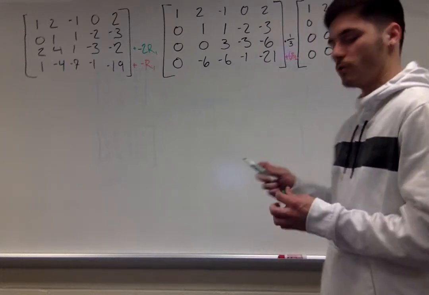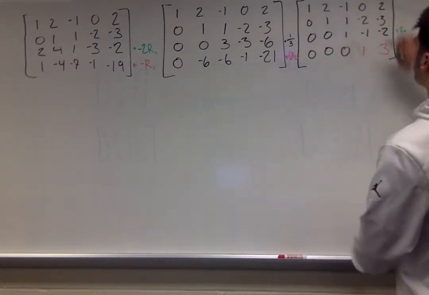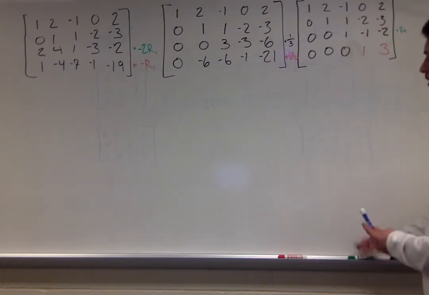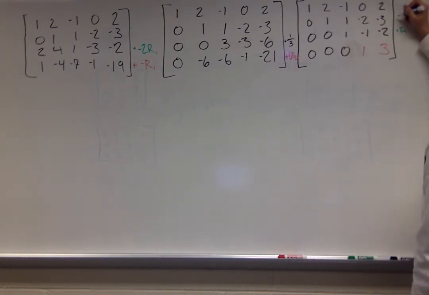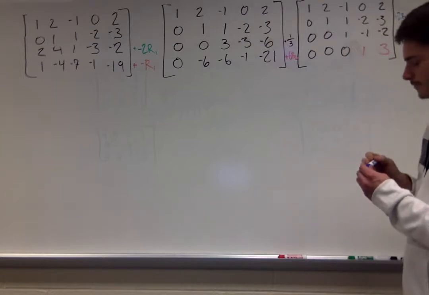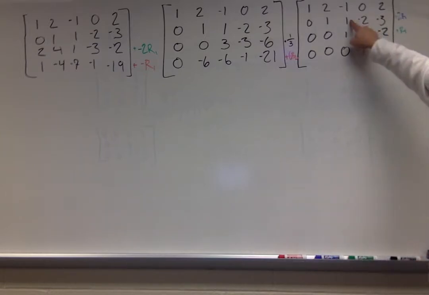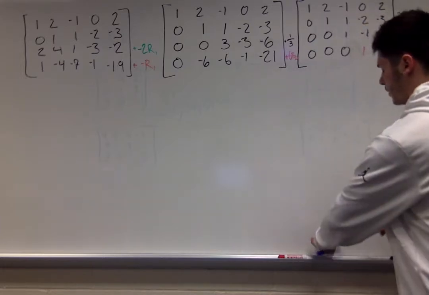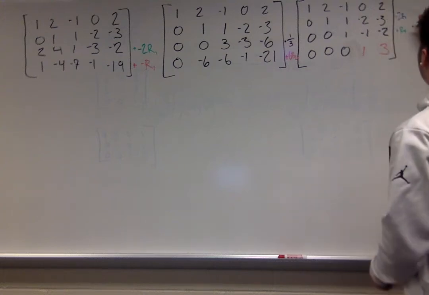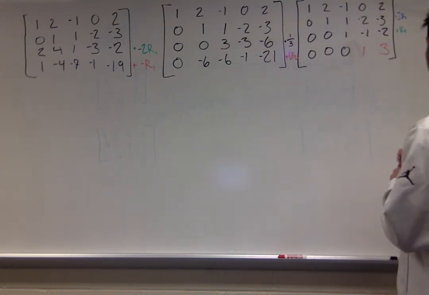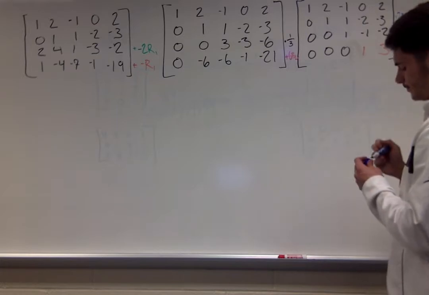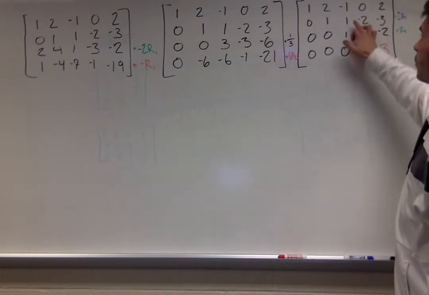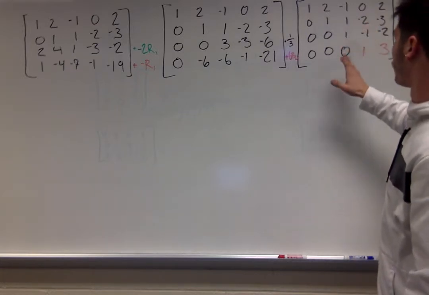And then I'm also going to try to get rid of this one, and how I can do that is by adding 2R4. So sorry. Man, late at night. So I'm adding 2R4 to row 2, and I'm adding R4 to row 3.